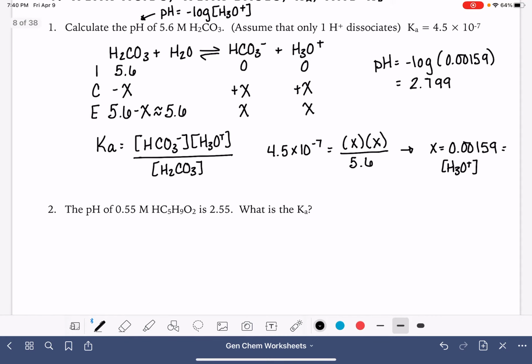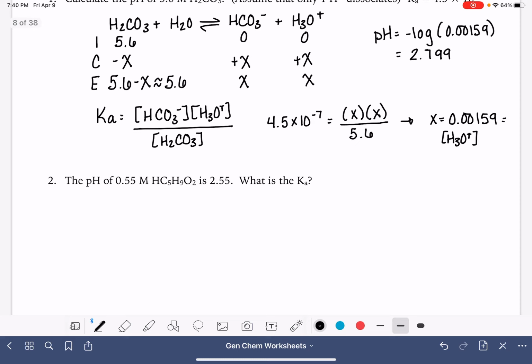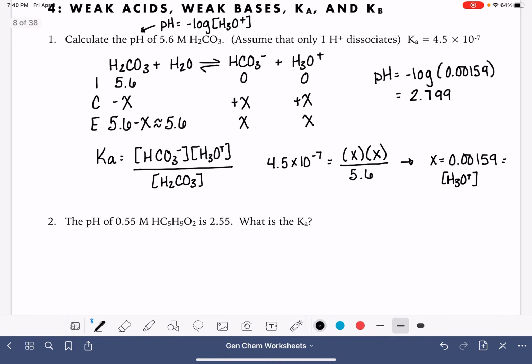So we have down here a pretty similar type of problem. This one is asking us something a little bit different. So it's giving us, again, a weak acid. We know it's an acid because we're given a Ka, not a Kb. And it tells us that the pH of that solution is 2.55. We're being asked to figure out what the Ka value is.